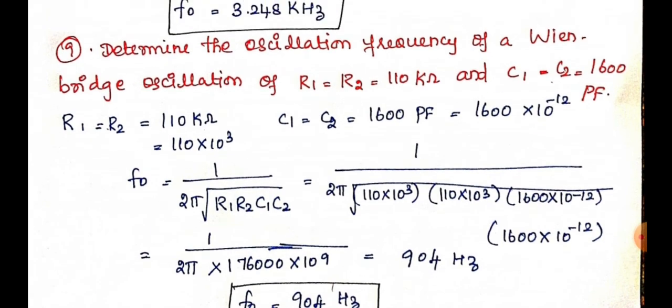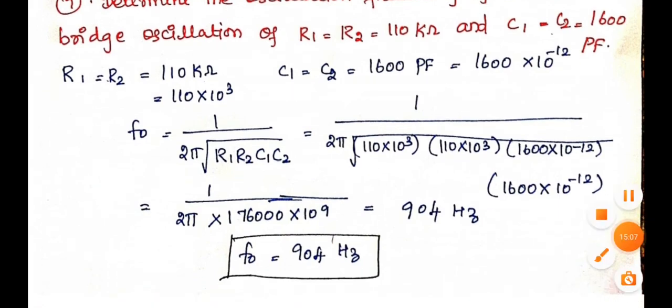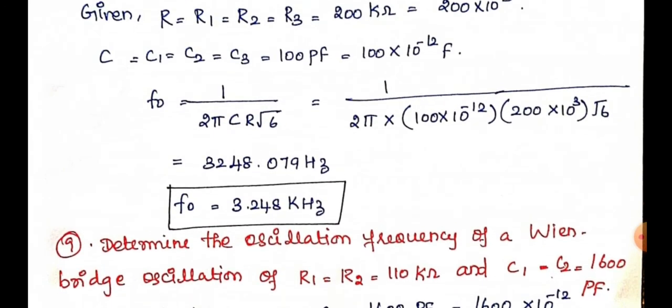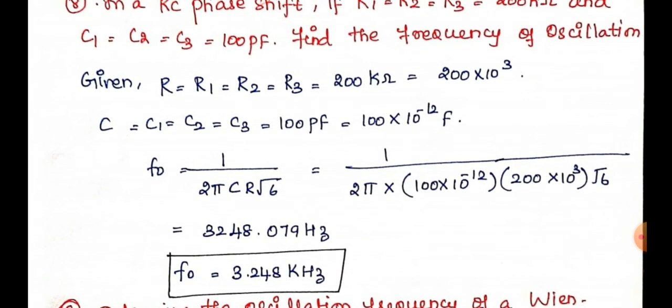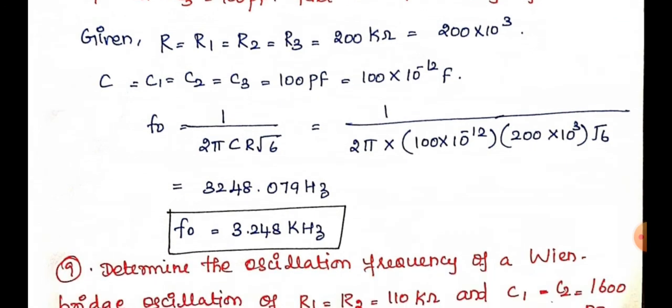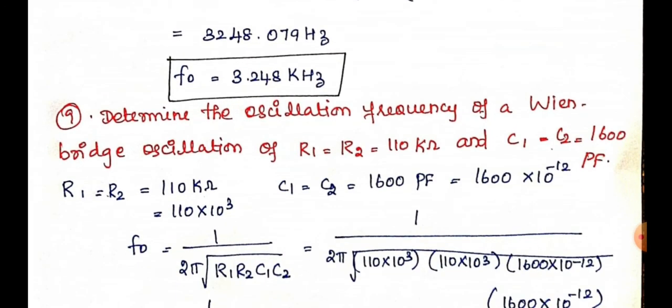So in case of a Wien bridge oscillator, if you are finding the frequency, the formula is F naught equal to 1 divided by 2 pi into root of R1 into R2 C1 into C2. In case of RC phase shift, F naught equal to 1 divided by 2 pi RC into root 6.